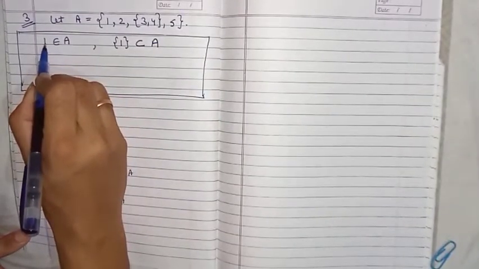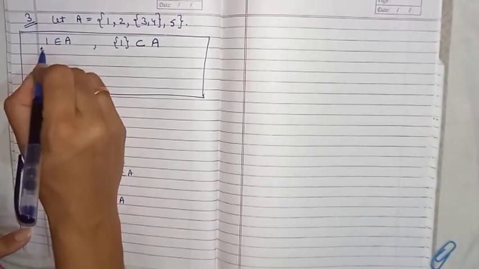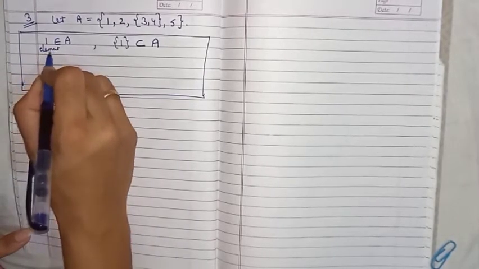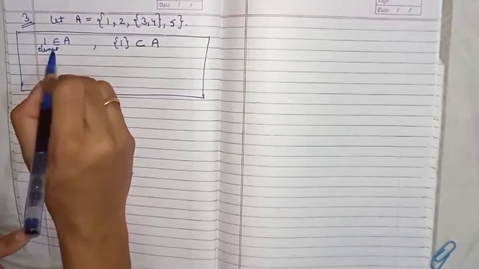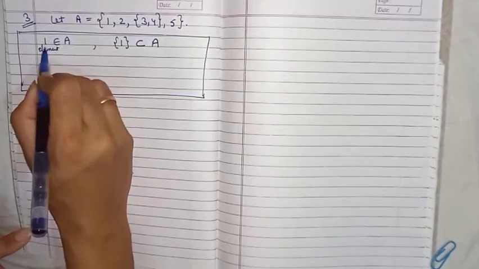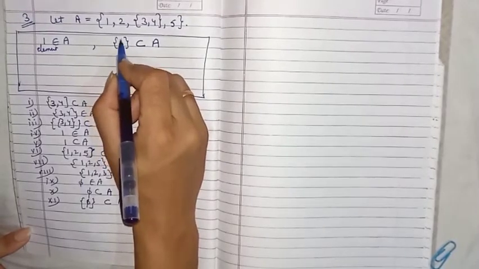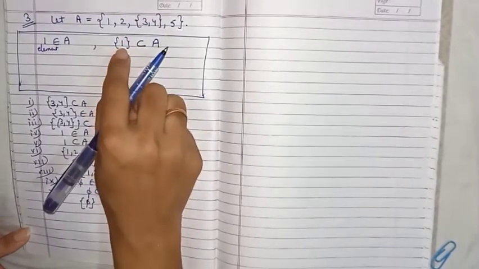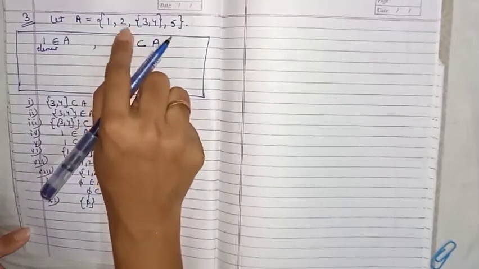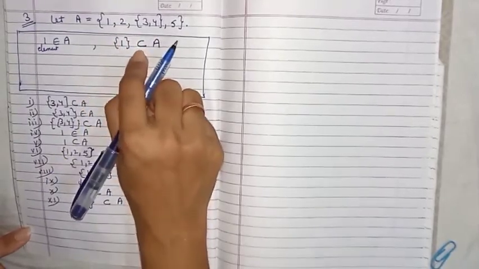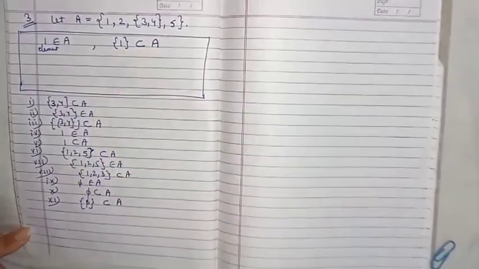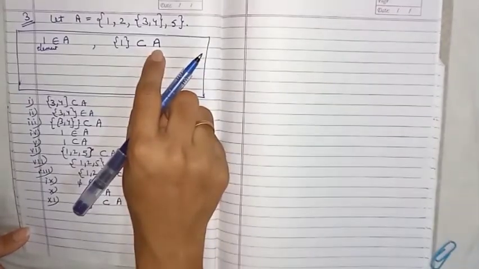If I take 1 without brackets, that means it is an element, so for an element I need to put belongs to here. That means 1 belongs to A. But if I place curly braces around the element 1, that means 1 has become a set. For a set I need to put the subset symbol, that is, 1 is a subset of A. Clear? Similar for 2, similar for 5.